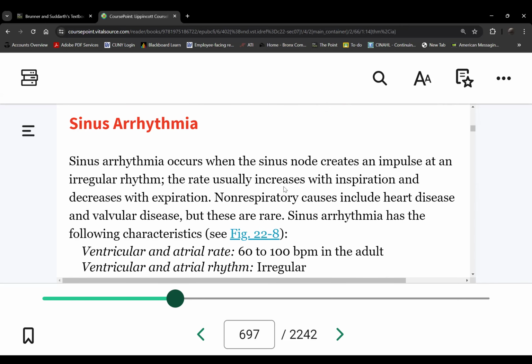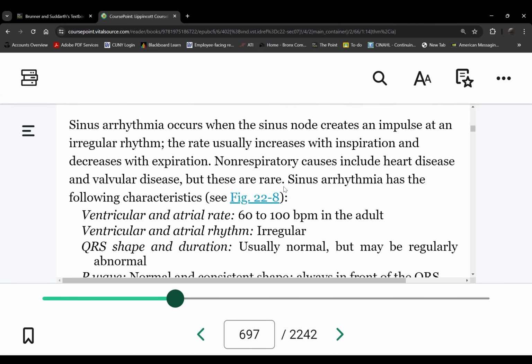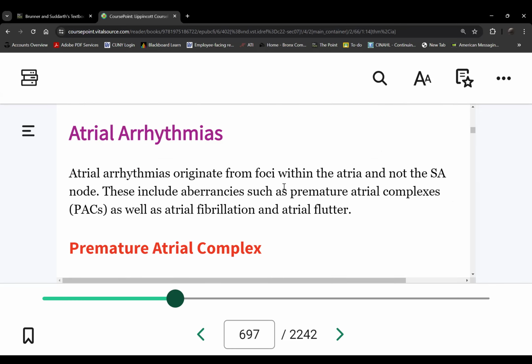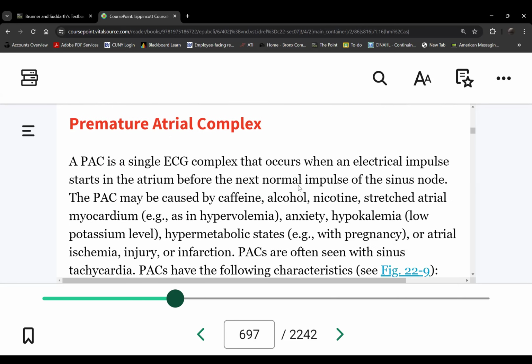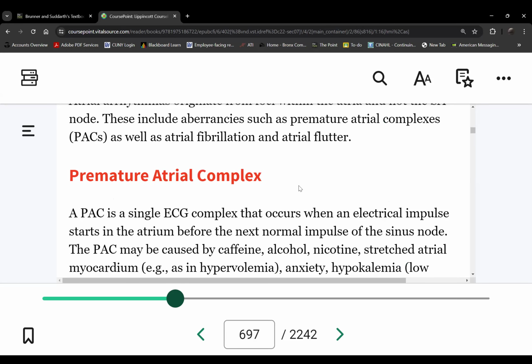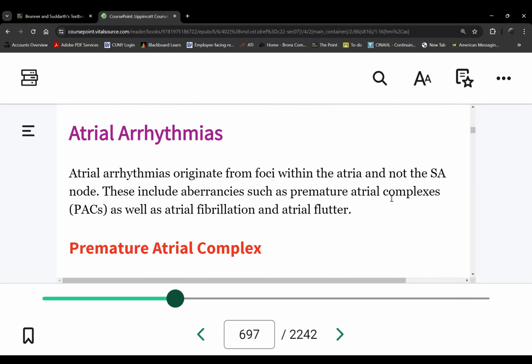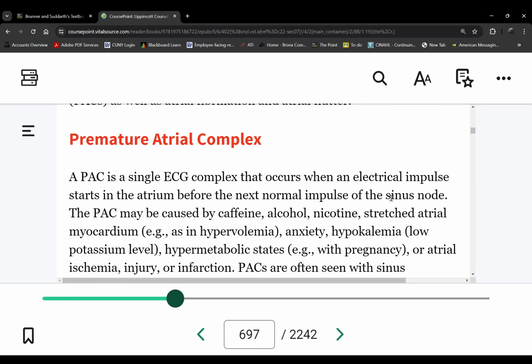Sinus dysrhythmias, or also called atrial dysrhythmias. Sorry, I meant atrial dysrhythmias. These are, of course, any dysrhythmias which are caused by things above the ventricles. So you have 4 atrial dysrhythmias. They are PACs, premature atrial contractions. You have atrial fibrillation. You have atrial flutter. And you also have, I forgot the 4th one. All right, so let's start with PAC first.